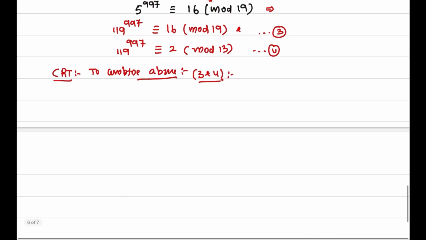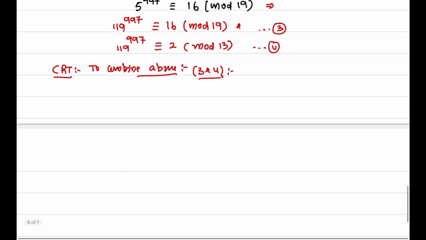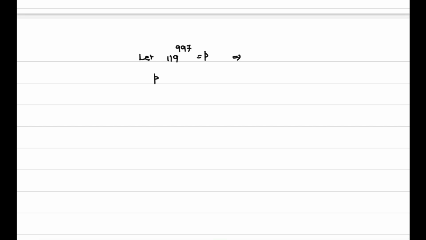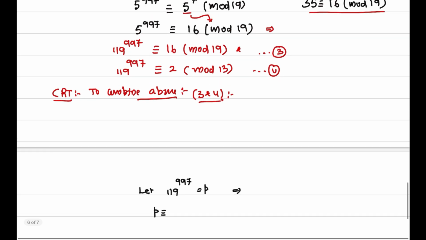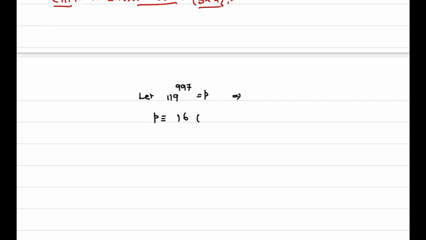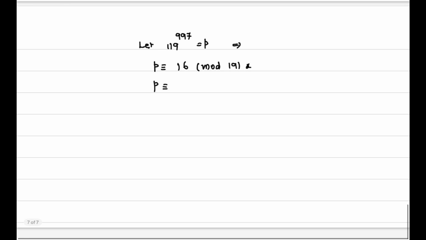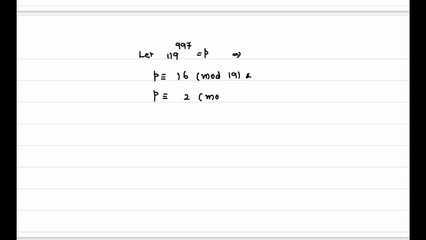Let us call 119 to the power of 997 as p. Then p is equivalent to 16 mod 19 and p is equivalent to 2 mod 13. We have to combine these two.